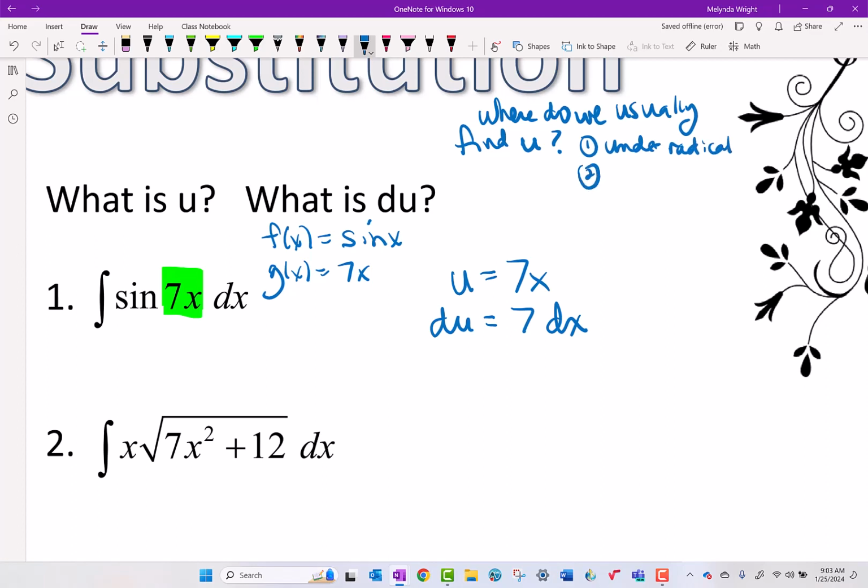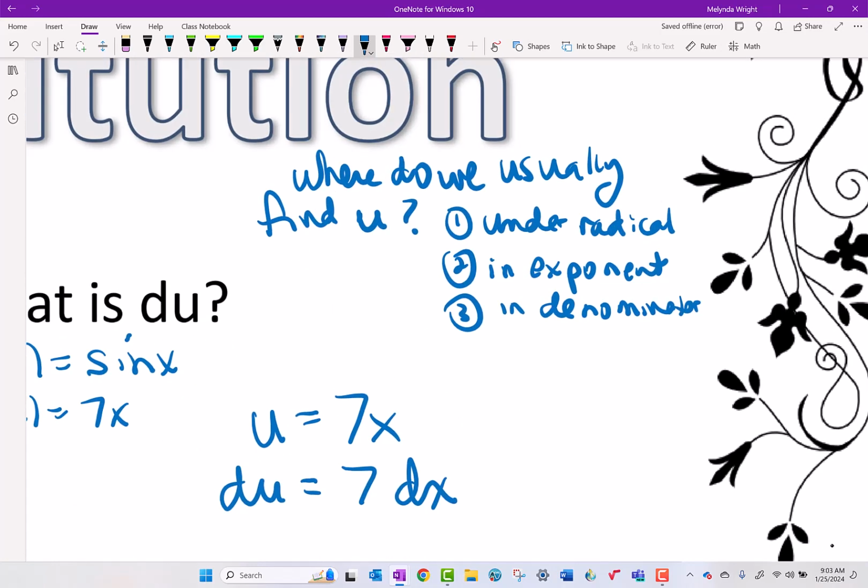We find them in the exponent. We usually find them there. And the third place we usually find them is in the denominator. I'm just telling you the most likely places they're going to be. That's all. These are the most likely places that we would find u. We would find it under a radical, in an exponent, or in the denominator. Okay. That's normally where we would find it. That's like 90% of the time, that's where it's going to be.